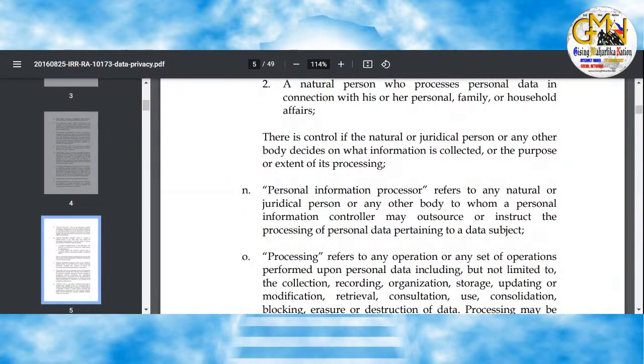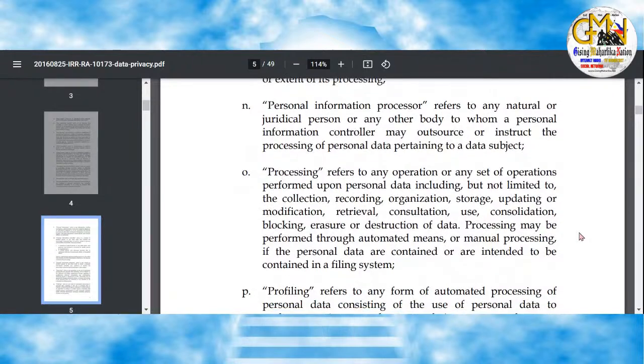Letter N, personal information processor refers to any natural or juridical person or any other body to whom a personal information controller may outsource or instruct the processing of personal data pertaining to a data subject.